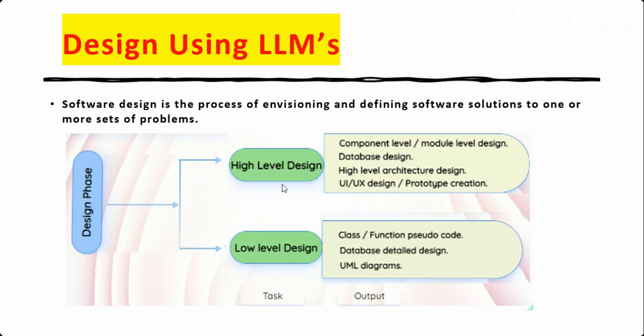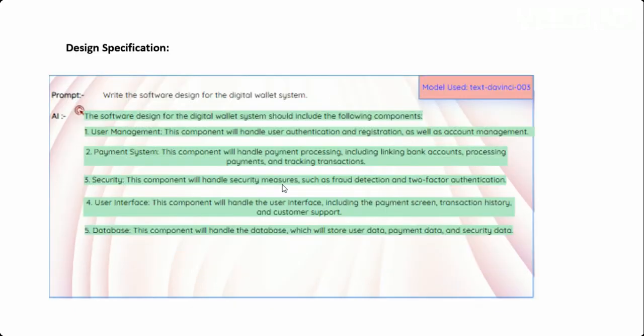So designing of software is also important, and how large language models like ChatGPT are helping us to do this kind of task. Let's see with examples. The first one is a design specification. For example, you want to design software and write the software design for a digital wallet system. If you give such a prompt, it will give you step by step what things you have to consider. So for designing the software, you need the following components, like user management.